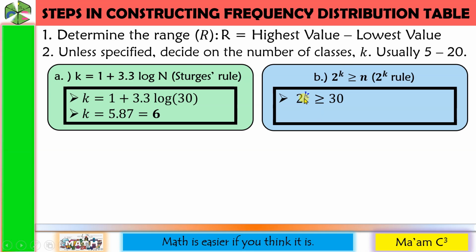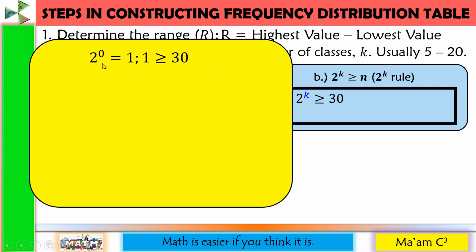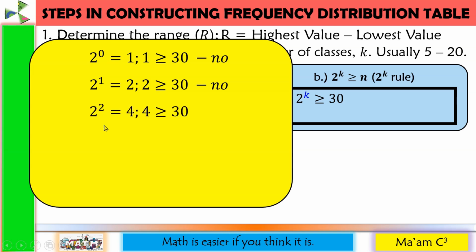Let us start with k equal to 0. So 2 raised to 0 is equal to 1. Is 1 greater than or equal to 30? No. Now let's have k equal to 1. So 2 raised to 1 is equal to 2. Is 2 greater than or equal to 30? No. Let's have k equal to 2. 2 raised to 2 is equal to 4. Is 4 greater than or equal to 30?